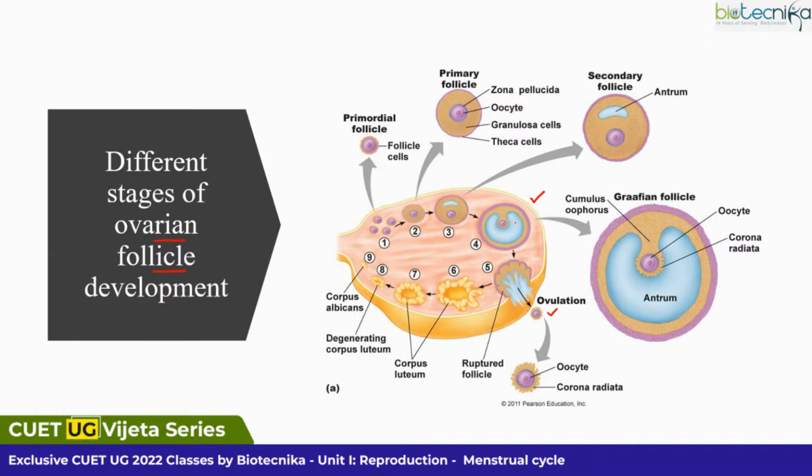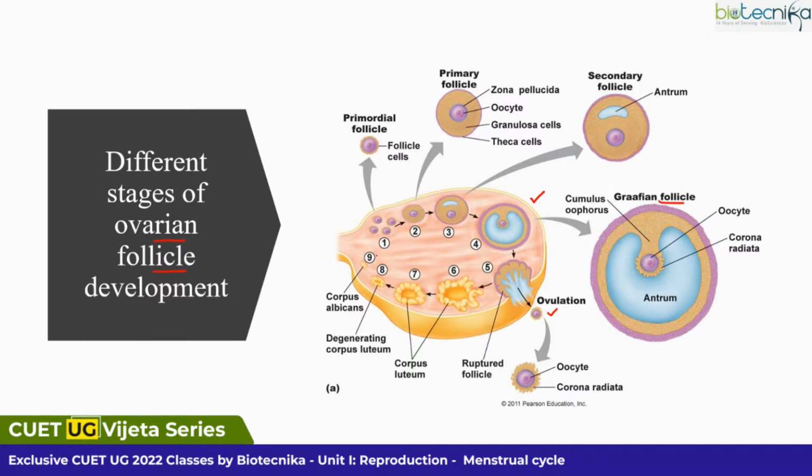Why do you need to know all this? Because before we go into the cycle, you need to know what a primordial follicle is, what a primary follicle is. If we just use the terms, you will not be able to understand what a primary follicle or a Graafian follicle is. So all these are important terms, the different stages you will see in ovarian follicle development.